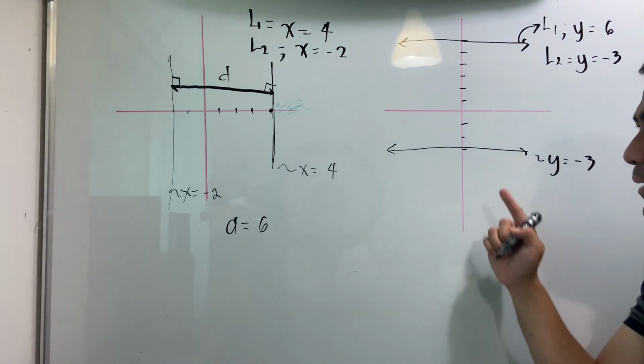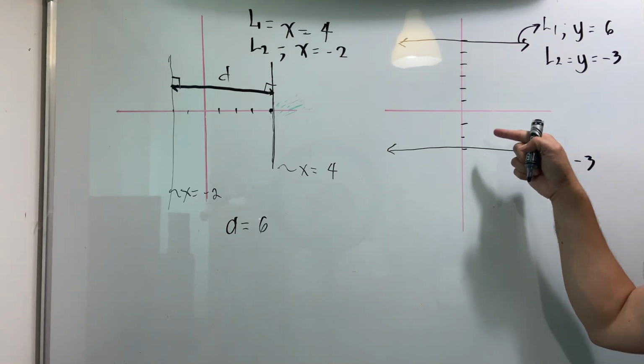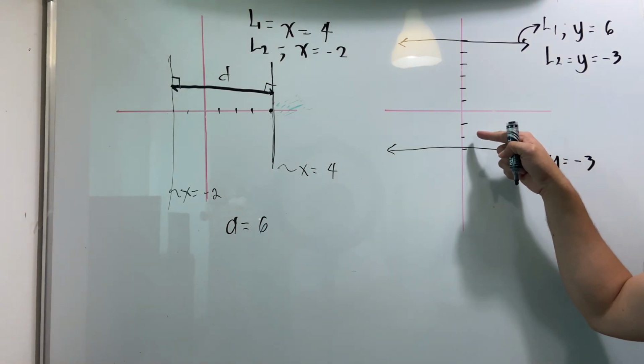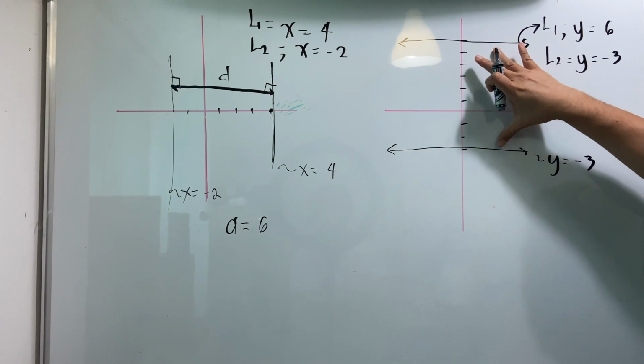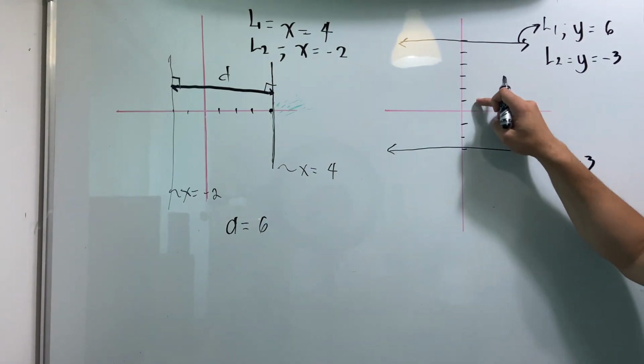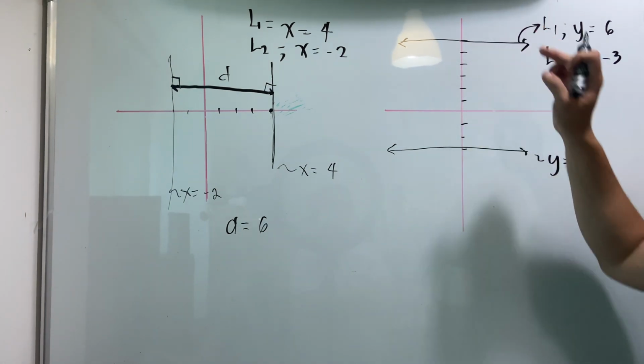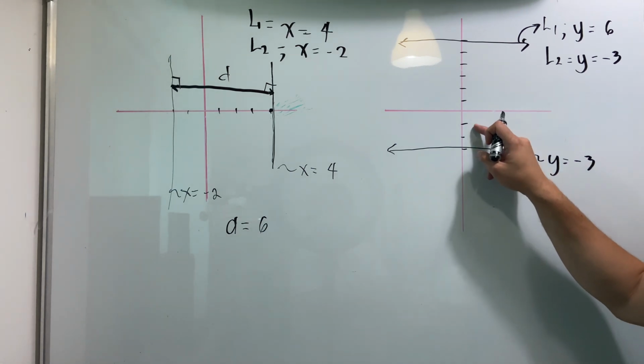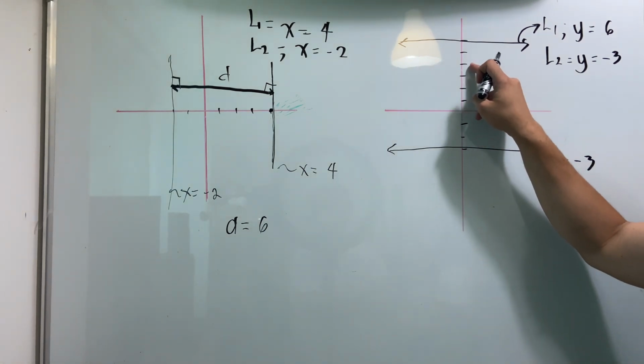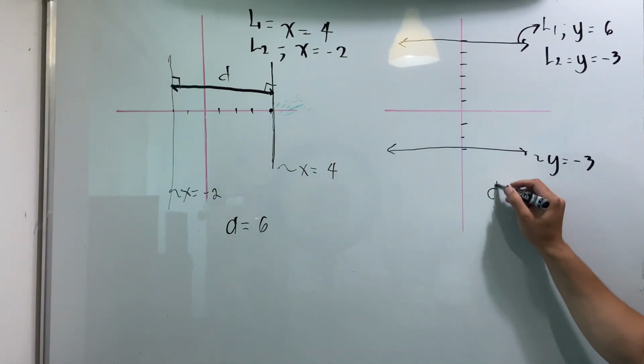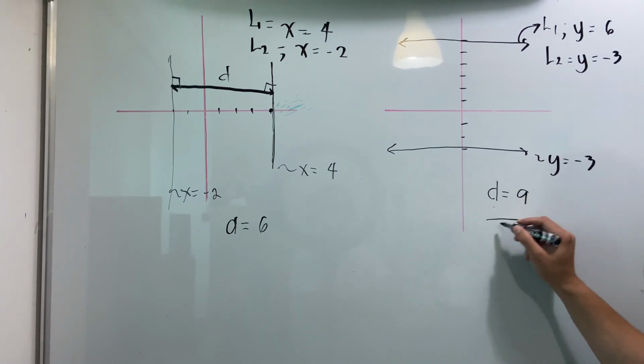To find the distance, you just have to count the number of units that separates these two lines. 1, 2, 3, 4, 5, 6, 7, 8, 9. So the distance between the two lines is 9.